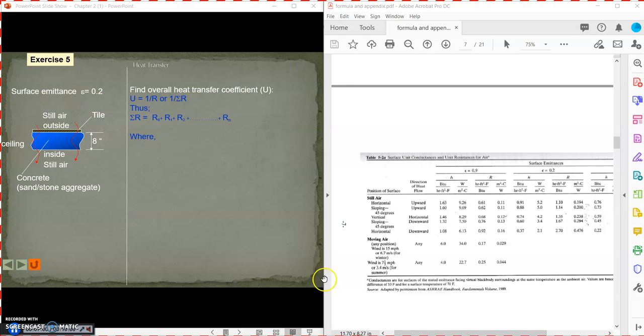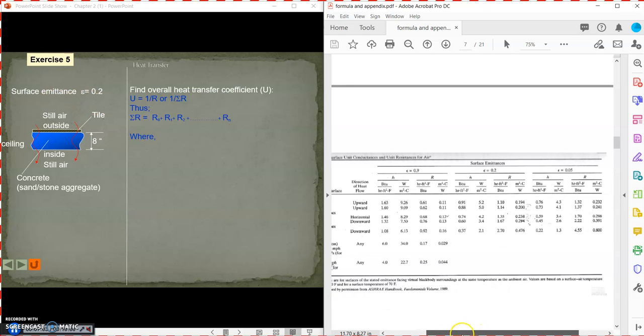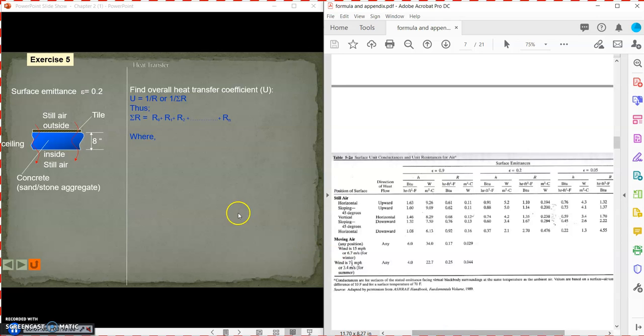As you can see, the surface emittance is 0.2 here, and the position of surface is horizontal, and then the direction of heat flow is downward here. So the surface emittance is 0.2, R here is 2.7. Alright, next one we want to find the R1 here, which is the tile.